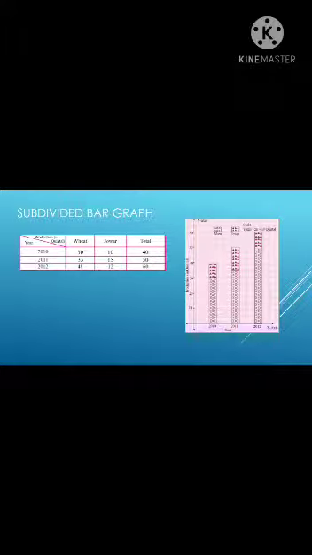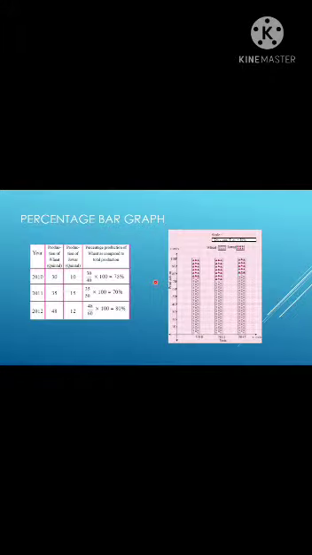So this completes the subdivided bar graph. Now we'll see how to draw the percentage bar graph. We have taken the same data here as we have taken for the subdivided bar graph, that is the production of wheat and production of jowar for the year 2010, 11 and 12.